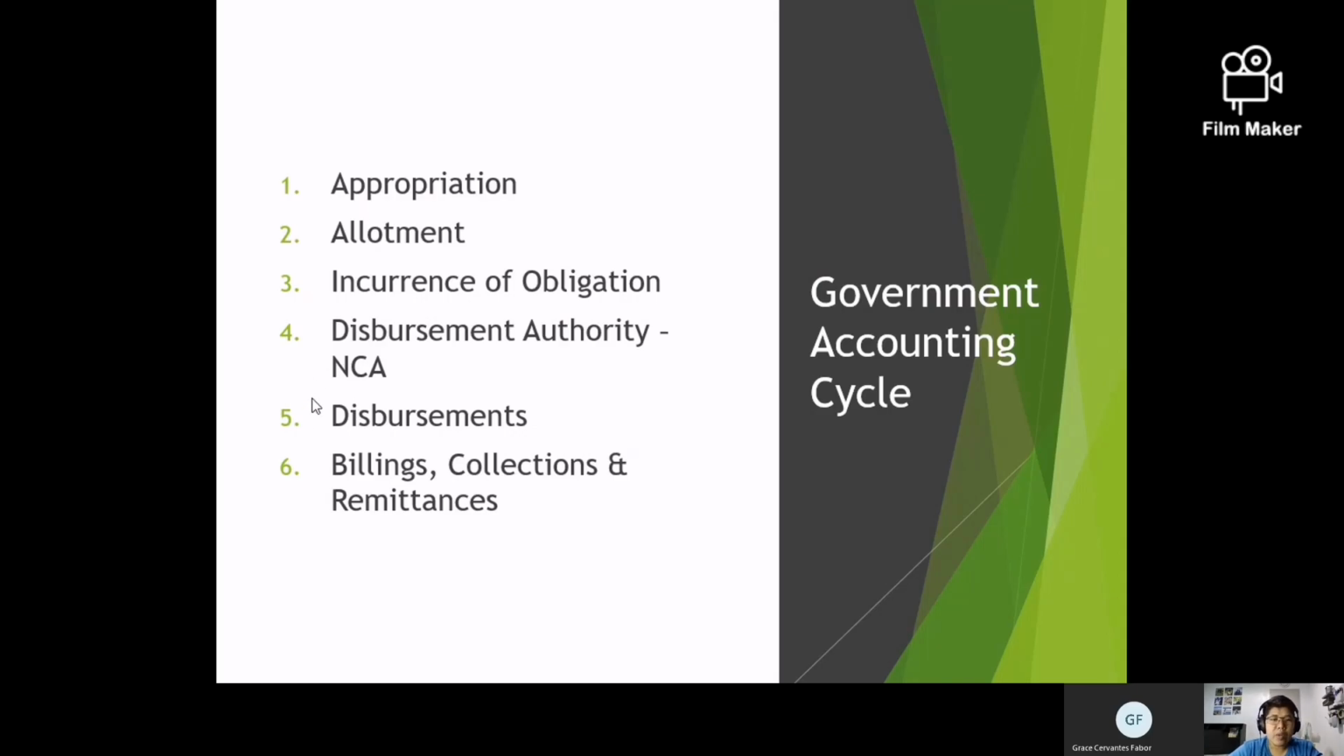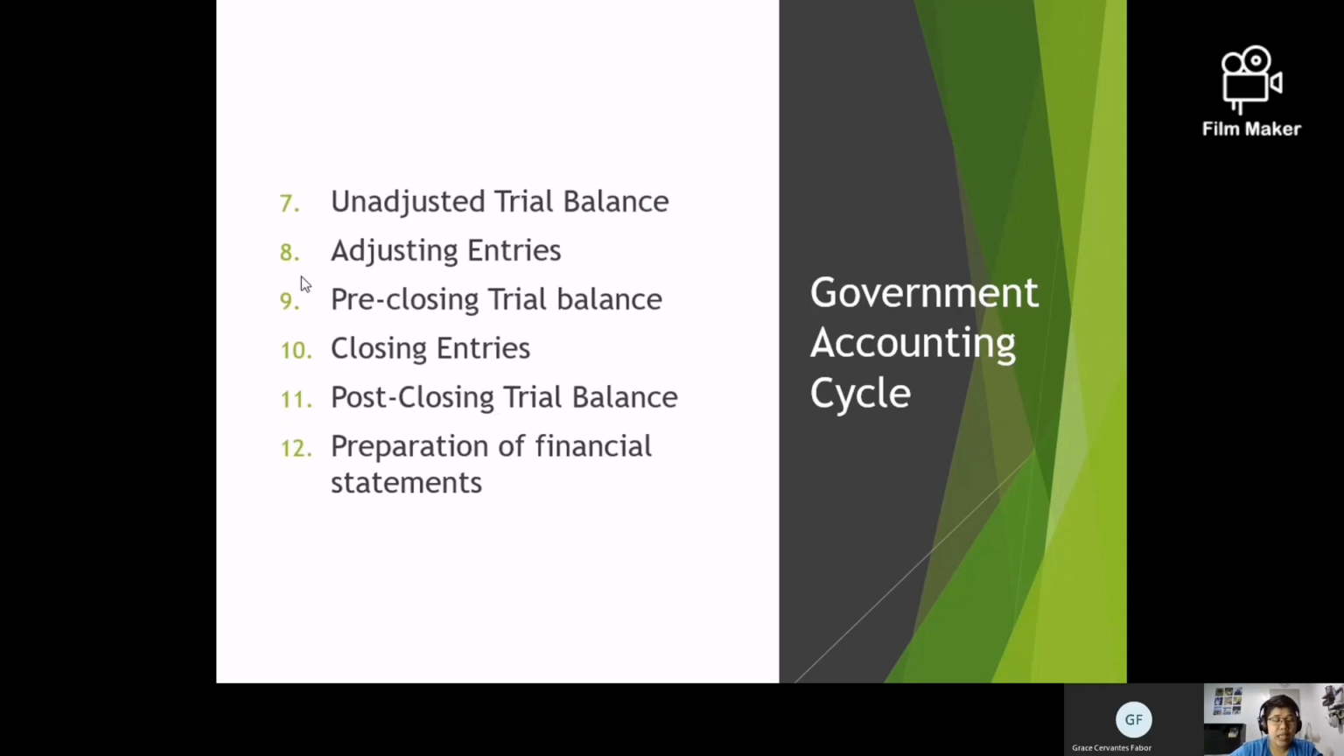Ito, guys, hindi naman po yan sunod-sunod na nangyayari. Okay? Hindi yan sunod-sunod kasi pwedeng from time to time may collection, from time to time may disbursement. But ang minimin lang dito, these are the transactions na meron sa government accounting cycle. If matapos ang isang period, nakapag-record ka na ng disbursement, billing, and collection and remittances, syempre, ang end product naman is the unadjusted trial balance na galing sa general ledger mo.